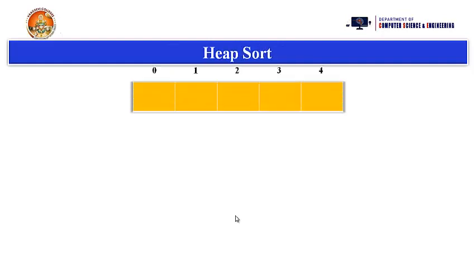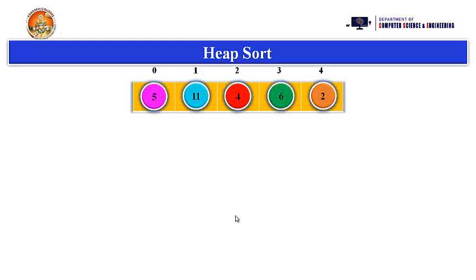So this is the array, and the size of the array is 5, and the index positions are from 0 to 4. And I am storing the elements in the array like 5, 11, 4, 6, 2. So what is the first step? We need to create the heap tree using these elements. So how to create the heap tree?